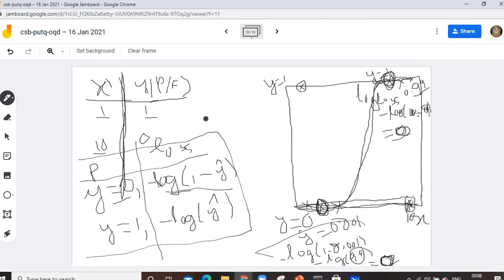Remember, log of 1 is 0. If it is log of 0.999, then it will be 0 point something, so it tends to 0. If this number is approximately near to 1, then the result tends to 0. Log of 0.99, 100% will tend to 0. So in this case my loss tends to 0, that means loss is minimizing. So our aim is to minimize the loss.